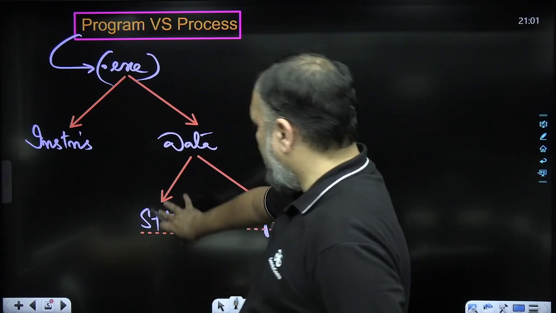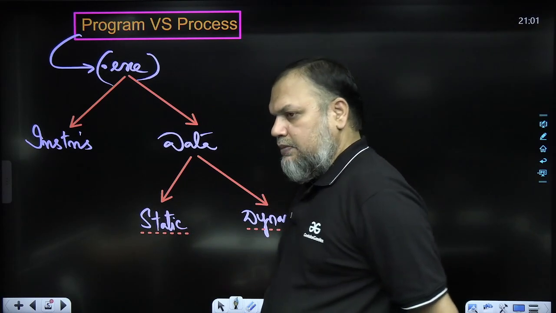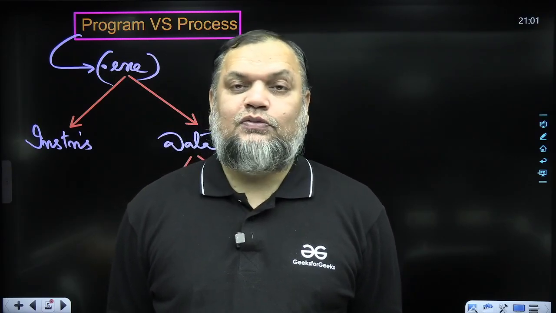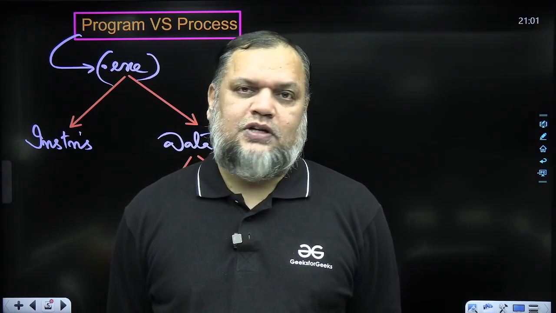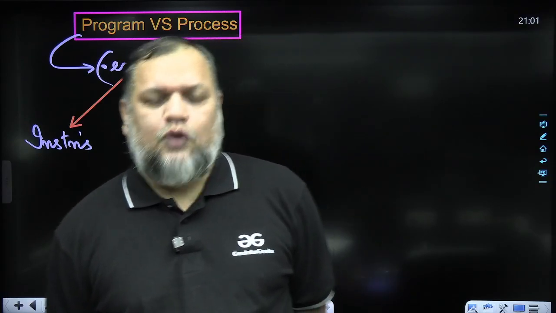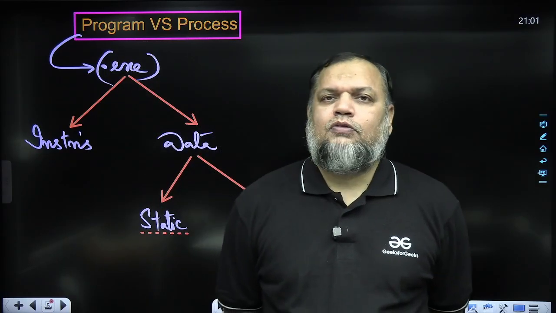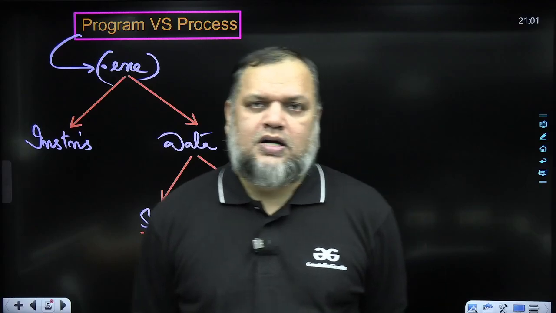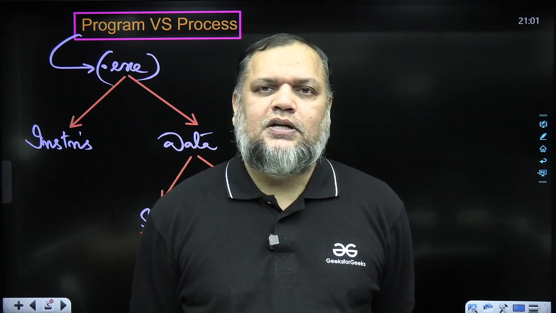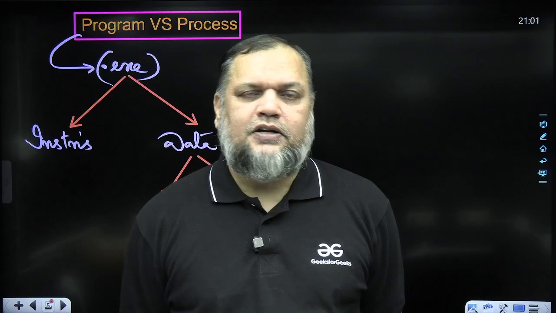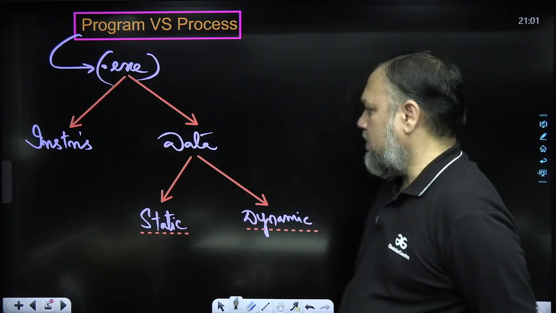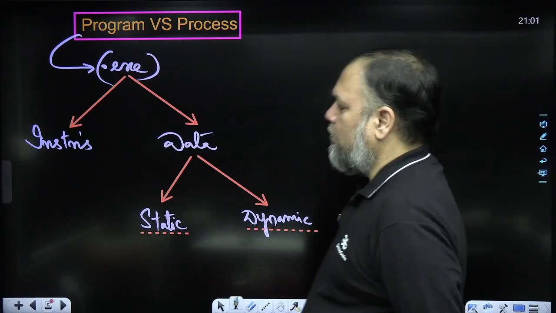Dynamic data is allocated during runtime and the size of the data is not fixed. It may be variable or it may even be fixed. Like, for example, if you are familiar, the function like malloc or the operator like new in C++ essentially is the dynamic data. The memory which is allocated with malloc, the memory which is allocated with new operator is essentially the dynamic data. So that is about program.